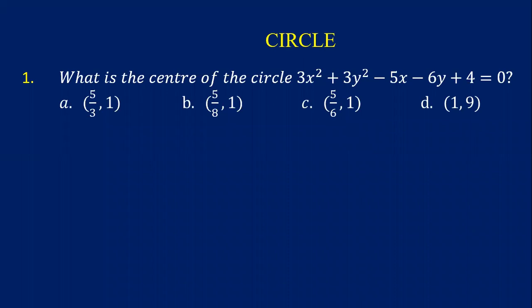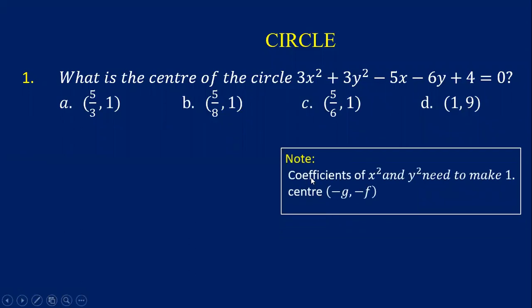Now we are going to discuss few questions. Question number 1. What is the center of the circle 3x square plus 3y square minus 5x minus 6y plus 4 is equal to 0? So when we go for any operation of circle, we must make the coefficient of x square and y square 1. And we know what is center. Center is minus g minus f.